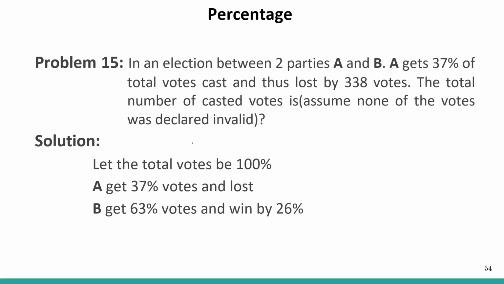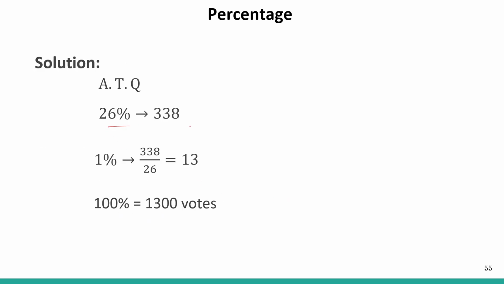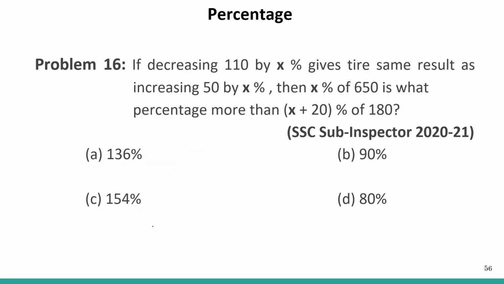Let the total number of votes be 100%. A gets 37%, B gets 63% and wins by 26%. So 26% is 338. So 1% will be 338 by 26, which is equal to 13. So 100% will be 1300 votes. So 1300 will be the correct answer.